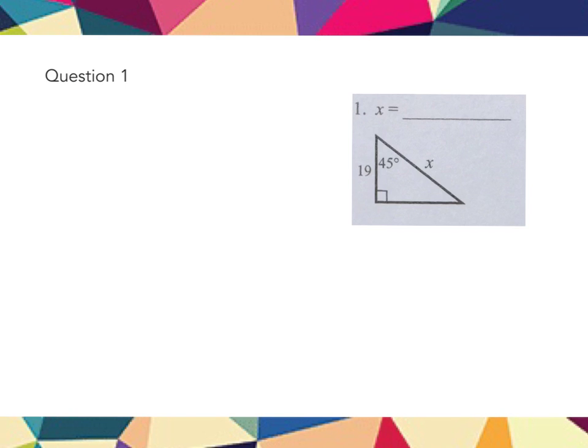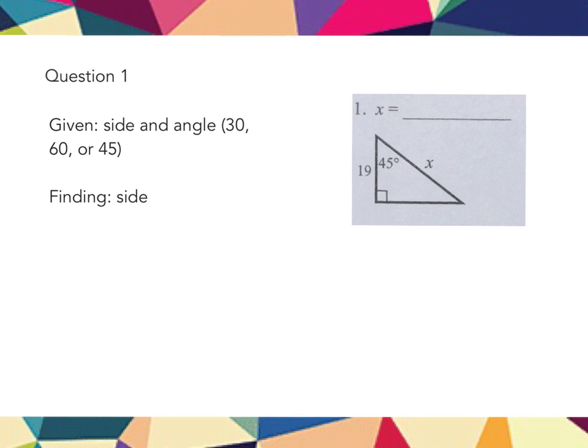If you look at question 1, the first thing we want to do is try to figure out what tool we are going to use to solve this problem. In question 1, we notice that we're given a side and an angle. We're looking for a side, and hopefully it stands out to us that that is a 45-degree angle. So question 1 is a question where we can use what we know about right triangles.